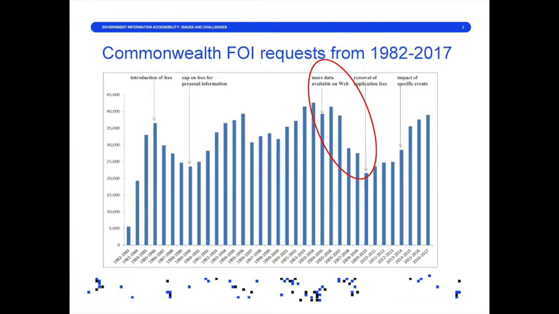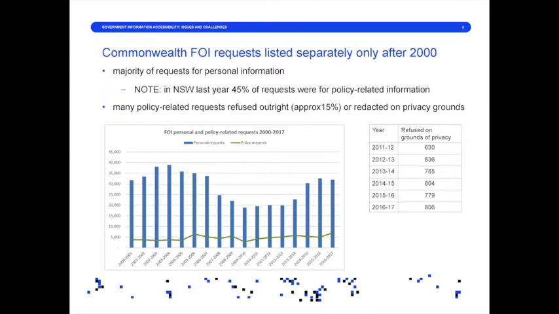All right, now, it wasn't until 2000 that requests for freedom of information were actually separated from requests for your own personal information, or for information about policy-related decisions. So when we look at the data after 2000, you can see that personal information is very high. People are always looking for their own personal information, or they want to amend what is collected about them. Whereas the green line, which is much, much lower, is policy-related information.